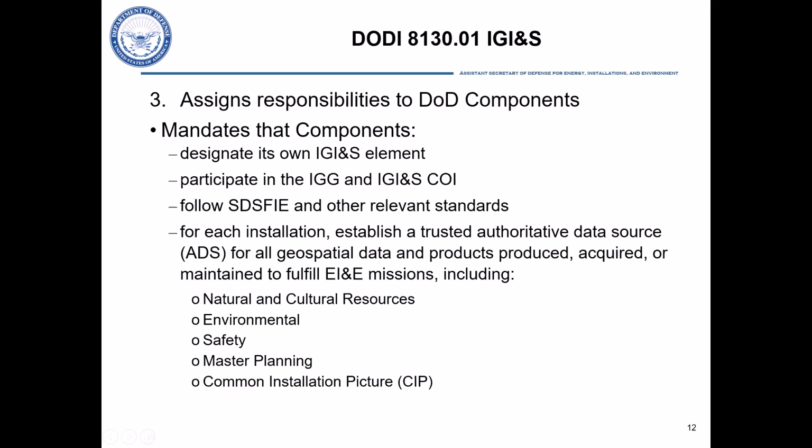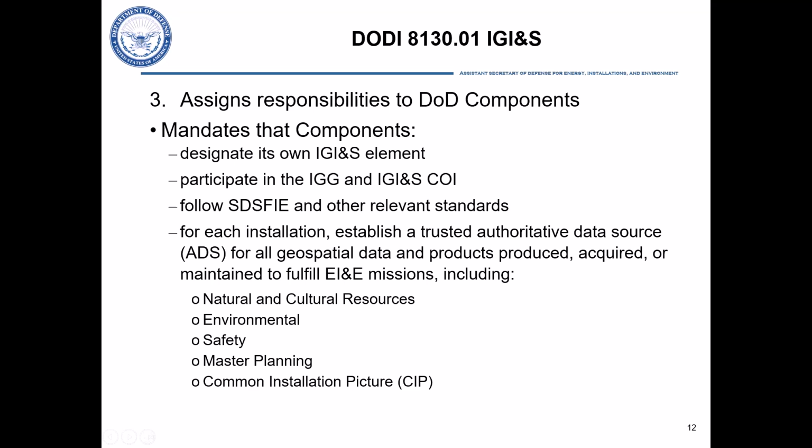The DoD also specifies important responsibilities of each of the components. It mandates that the four armed services, WHS, and Army Corps of Engineers must designate the element within its organization that leads IGINS, must participate in the IG and the IGINS Community of Interest, or COI, must follow each of the standards within the SDSFIE family, as well as other relevant standards, and must establish a trusted authoritative data source, or ADS, for each installation for all geospatial data and products produced, acquired, or maintained to fulfill EI&E missions.